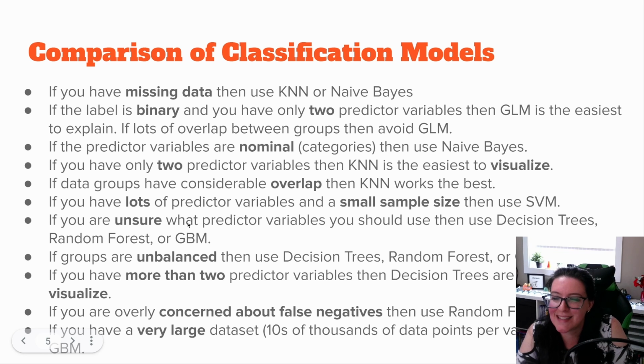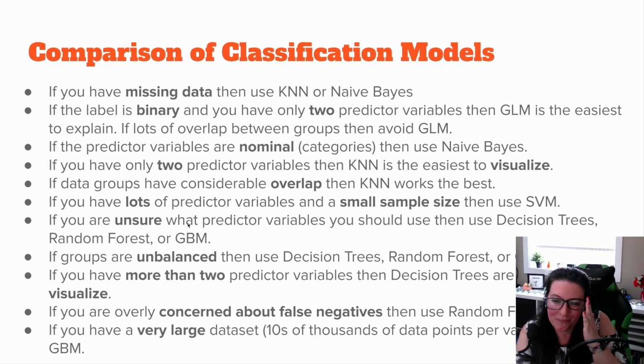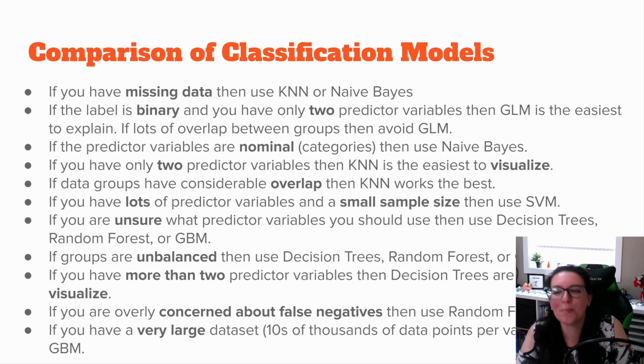Well, naive Bayes, like the k-nearest neighbors, works if you have missing information. And unlike the other methods, it is the only one that works when you have nominal predictor variables. So if you have categories, then you can use categories to predict other categories. Our labels, of course, are categories, but we can use variables that are categorical nominal data to predict that.